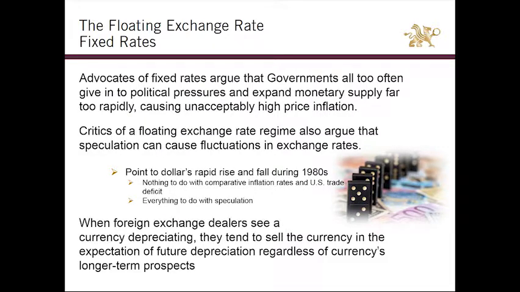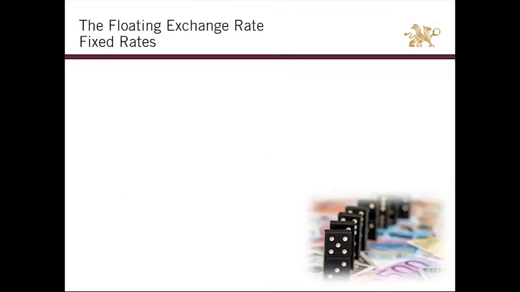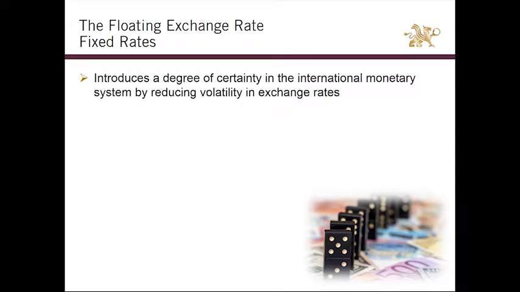They argue that when foreign exchange dealers see a currency depreciating, they tend to sell the currency in the expectation of future depreciation, regardless of the currency's longer-term prospects. As more traders jump on the bandwagon, the expectations of depreciation are realized. Such destabilizing speculation tends to accentuate the fluctuations around the exchange rate's long-run value. It can damage a country's economy by distorting export and import prices. Thus, advocates of a fixed exchange rate regime argue that such a system will limit the destabilizing effects of speculation. Under a fixed rate system, a country's ability to expand or contract its money supply as it sees fit is limited by the need to maintain exchange rate parity.